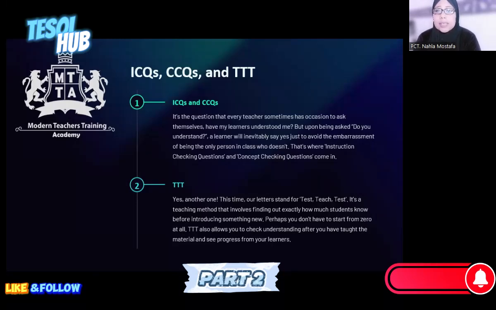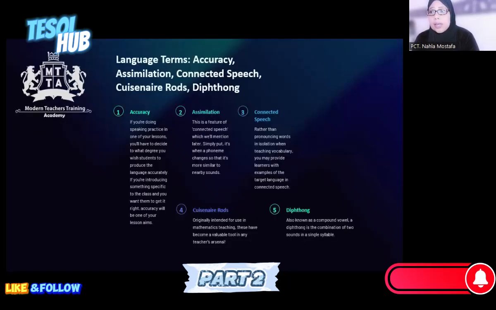We have another TTT, which is teacher talking time. Teacher talking time is the time that you talk inside the classroom. Try to reduce teacher talking time whenever you have a presentation. The next one, we have here some language terms. Let's go through every one of them.